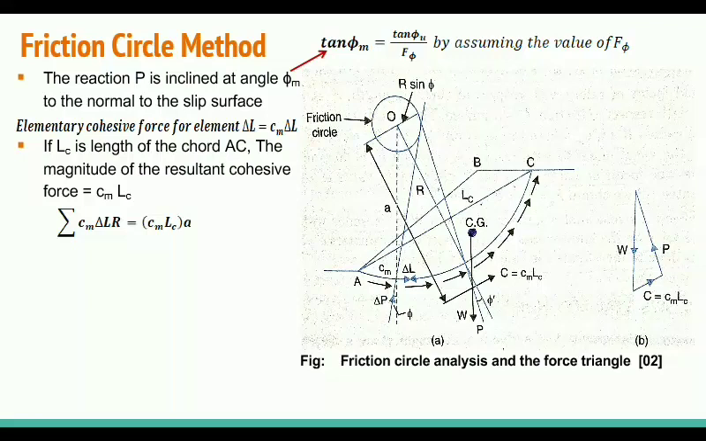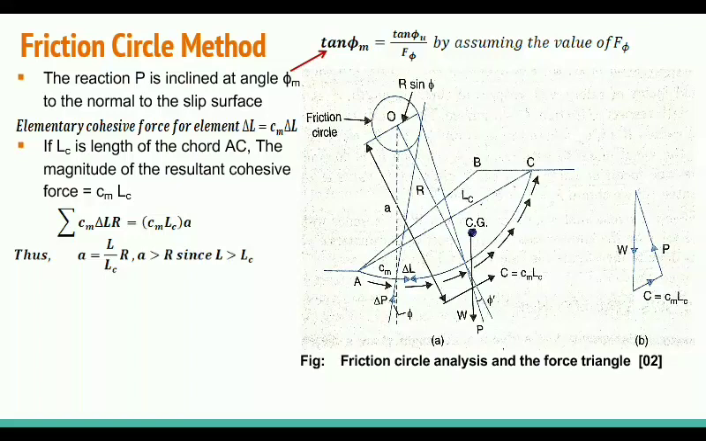Are you getting my point? Cm into delta L is the elementary cohesive force for element delta L, and the distance from O is R, capital R, because capital R is the radius of the slip circle. So we can write Cm into delta L into R, and that becomes a moment. Again, for the resultant cohesive force, Cm into Lc. Suppose a is the distance of this force from the center O, where O is the center of the slip circle. Using this equation, we can calculate the value of a. Cm will cancel, so a is equal to L divided by Lc into R.